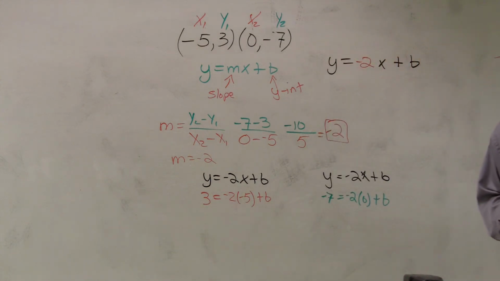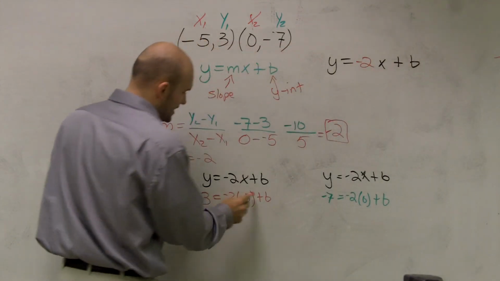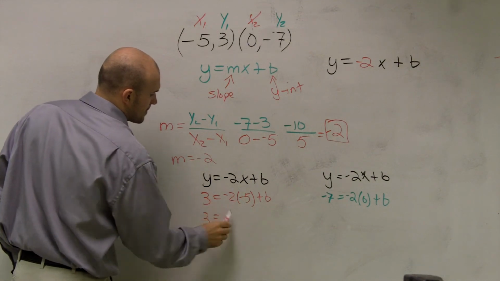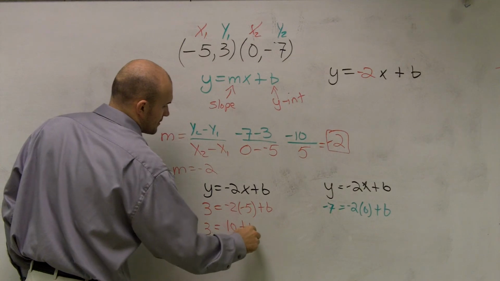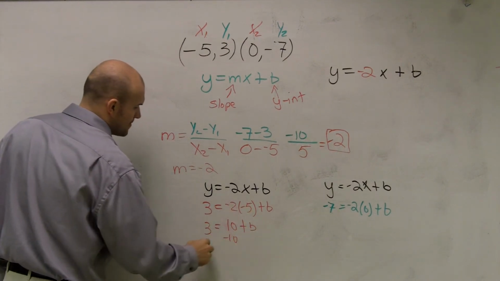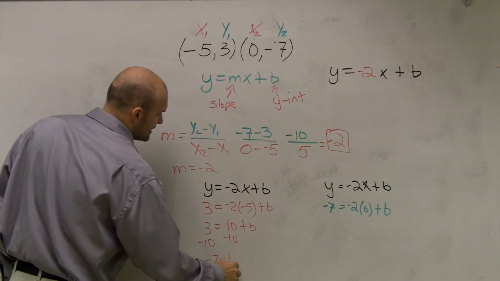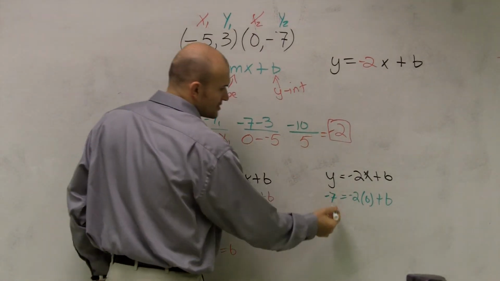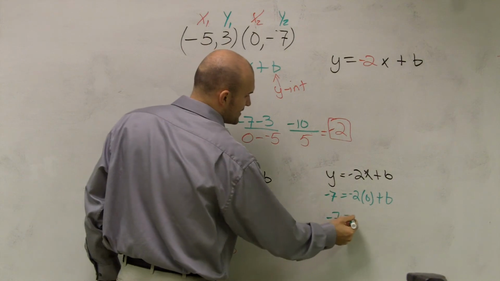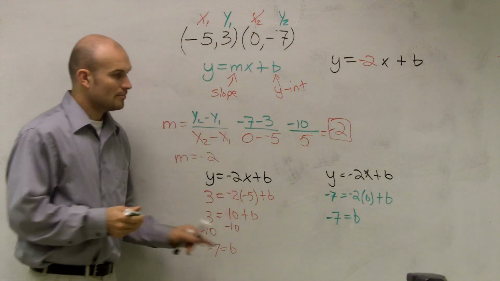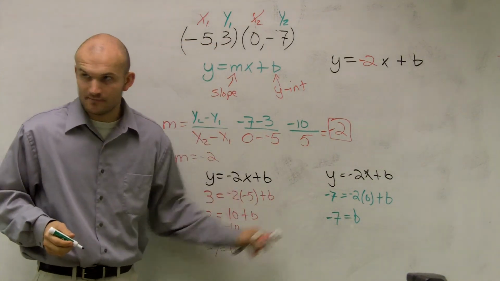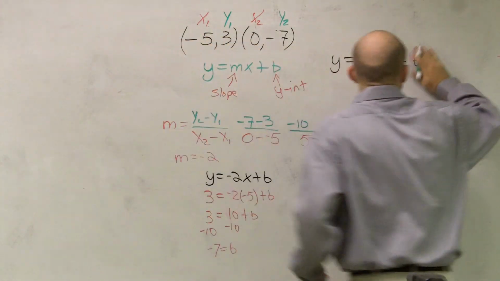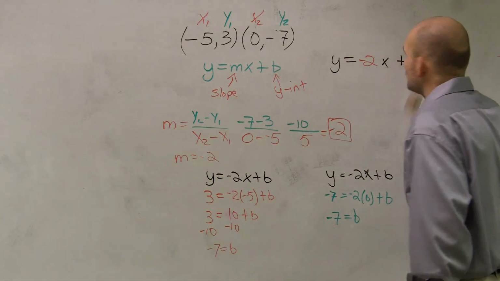Doesn't matter which point you pick, because watch. Negative 2 times negative 5 is a positive 10, plus b. Subtract 10. Negative 7 equals b. Over here, I have negative 7 equals negative 2 times 0, so negative 7 equals b. Both of them equal negative 7. b equals negative 7. So since I know b equals negative 7, I plug it in right there.